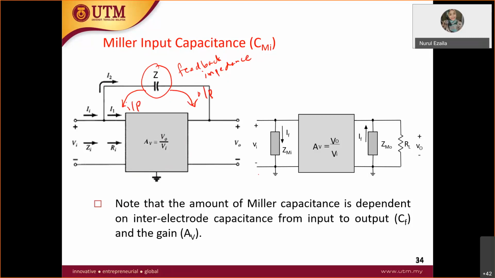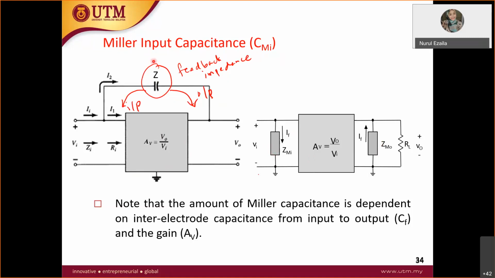So this is how it looks when it is converted. This feedback impedance is no more feedback between input and output, but it will be split into two: Miller impedance at the input and Miller impedance at the output. So this is the Miller input capacitance. In this case, we will be referring to the capacitance.